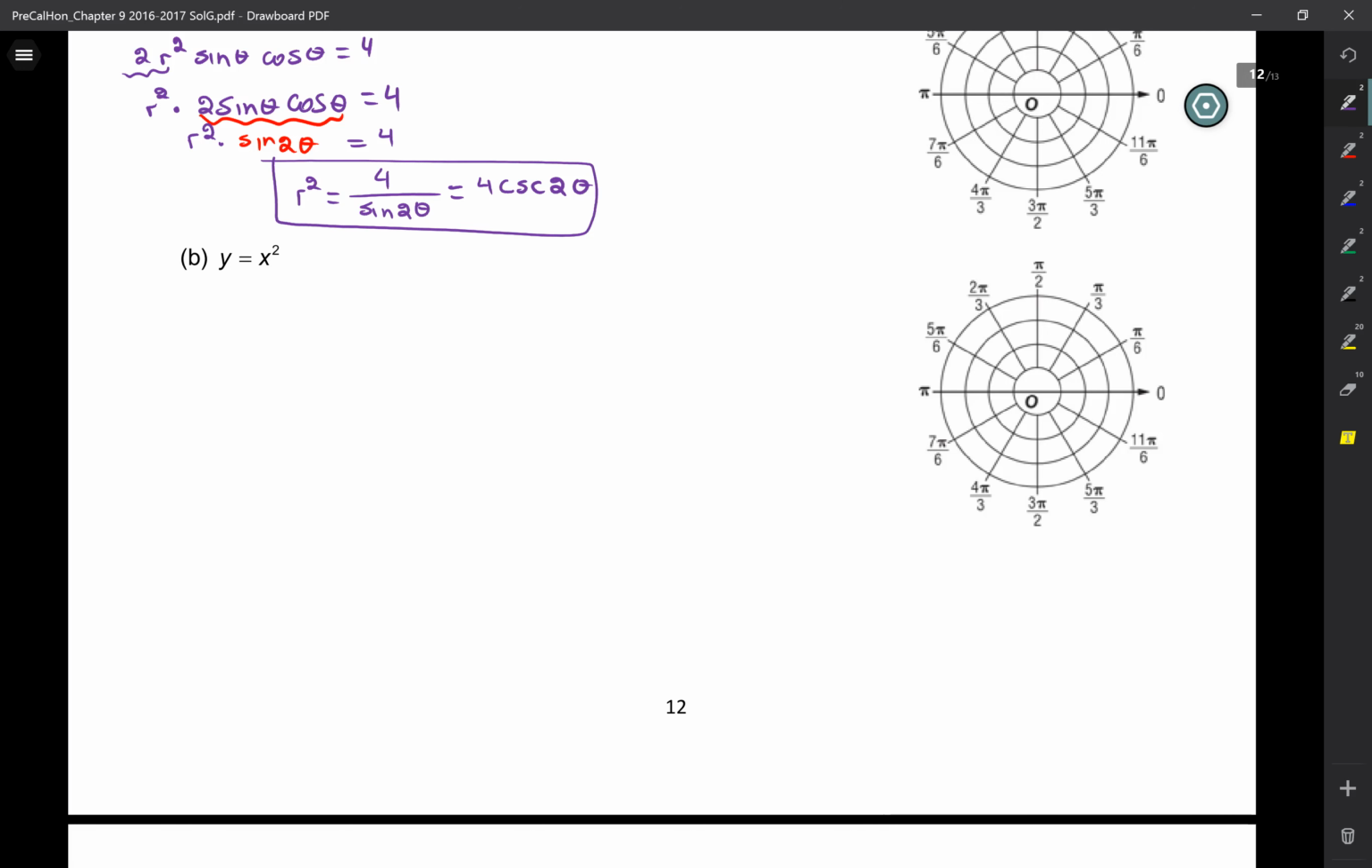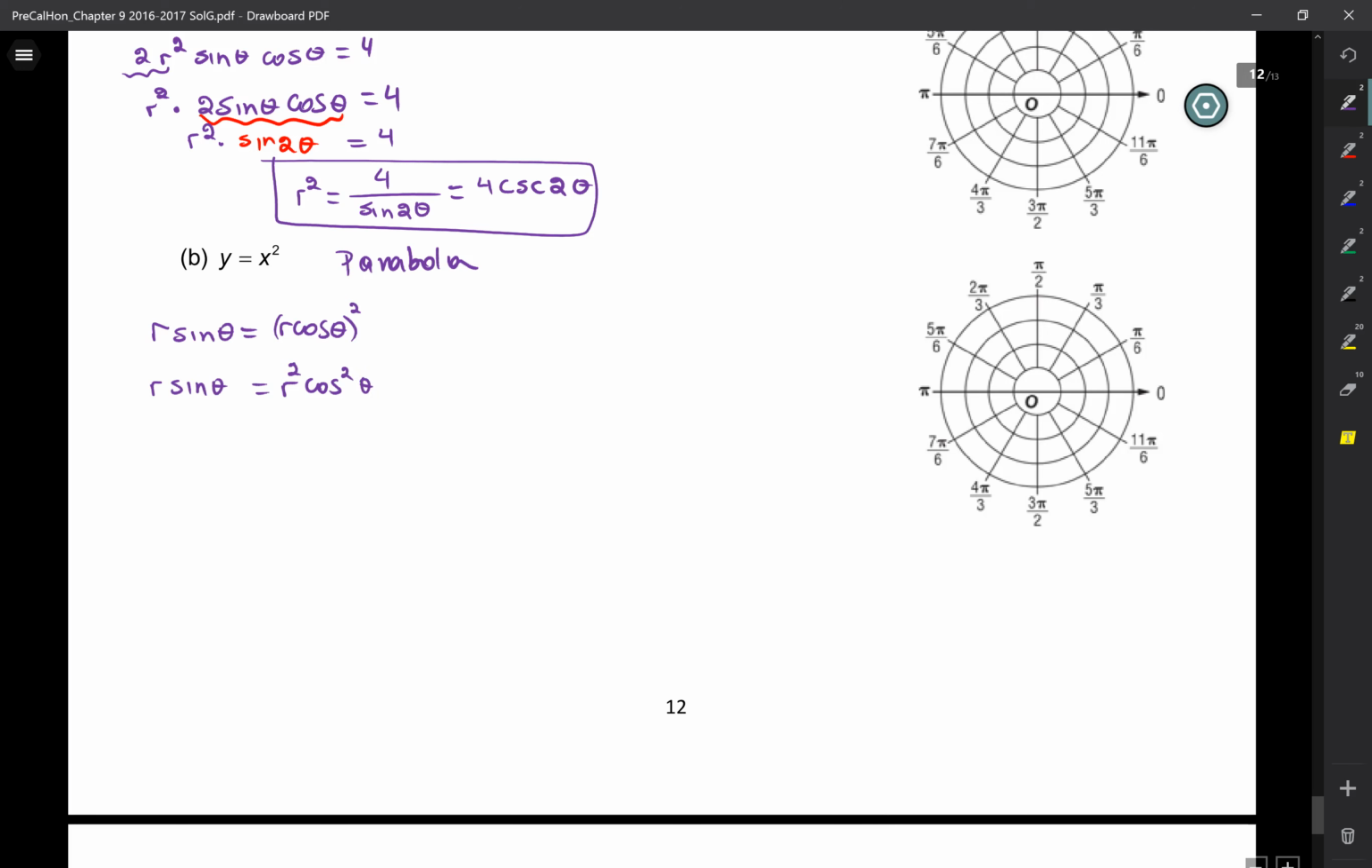Y equals x squared. When you just look at this, we're going to graph them later. I just need to get through this lesson. Y equals x squared. If you just look at this, what does that sound like? A parabola, all right? So, all right, so y is going to turn into r sine theta, and this is r cosine theta, and we're going to square. So now it's r sine theta equal to r squared cosine squared theta.